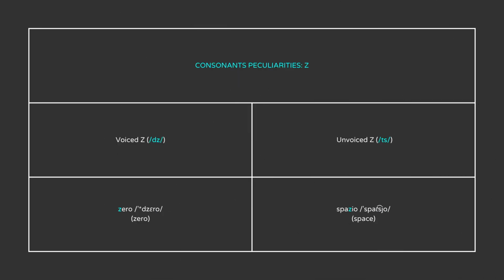Peculiarity number 4. Z can also be voiced or unvoiced. When Z is voiced, it's called Z sonora. For example, zero. When Z is unvoiced, it's called Z sorda. For example, spazio. However, since Z's pronunciation often depends on the etymology, checking a dictionary is your best bet.